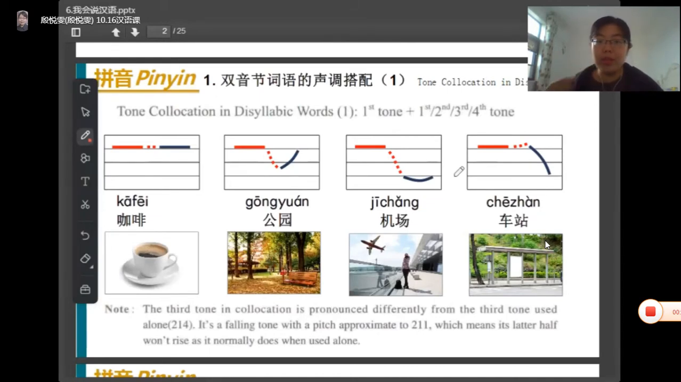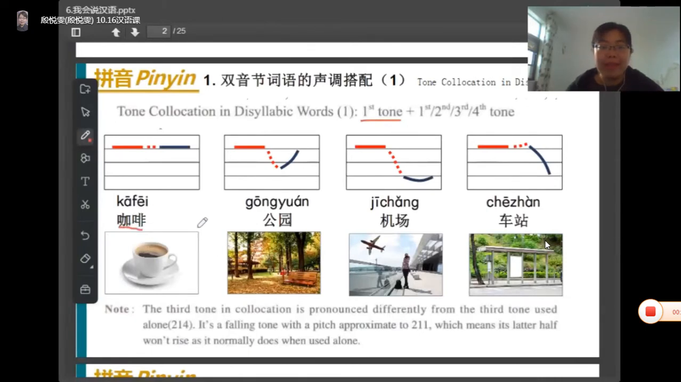Today we should learn the tone collocation in dissyllabic words. First tone plus first, second, third, fourth tone. The center is first tone. Let's see these words.